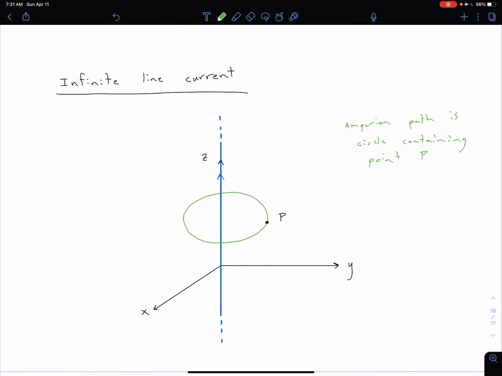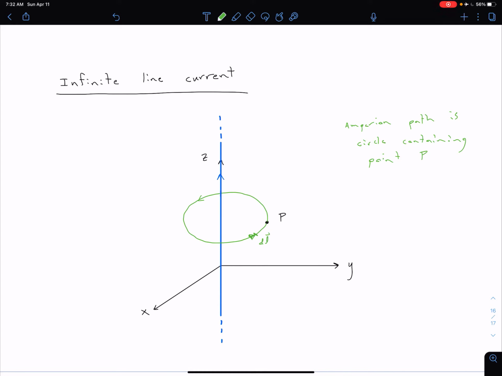We also need to specify a direction. So let's say that along our Amperian path, we're going in this direction. Then we can talk about some differential length on that Amperian path. So let's say we look at some small portion here. Of course, we're still going in this direction, and that's going to be our dl.